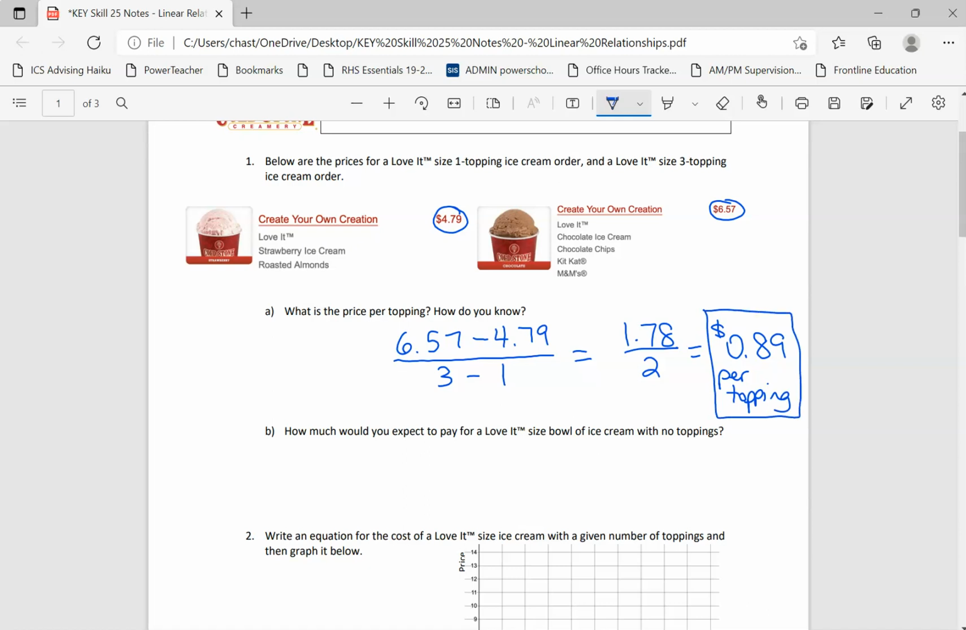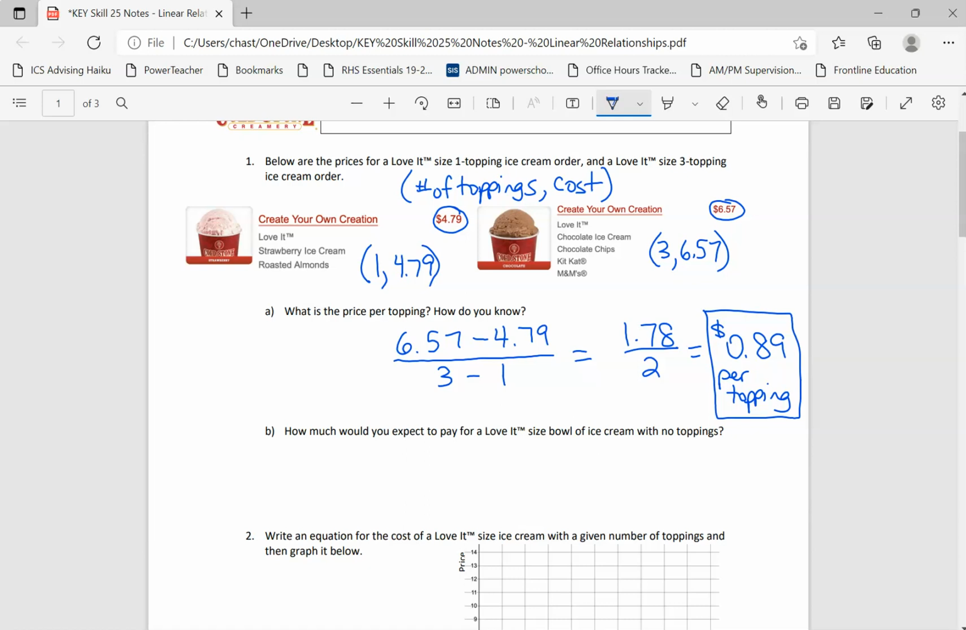All right, not too bad. Essentially, when you look at this, we just literally calculated slope. Okay, so we thought of each of these ordered pairs as number of toppings. That's the input, and the output is going to be the cost. And if we think about the 1 topping, you had 1 comma $4.79. And for the 3 topping ones, it was 3 comma $6.57. Okay, so we just essentially found the slope between those 2 ordered pairs.